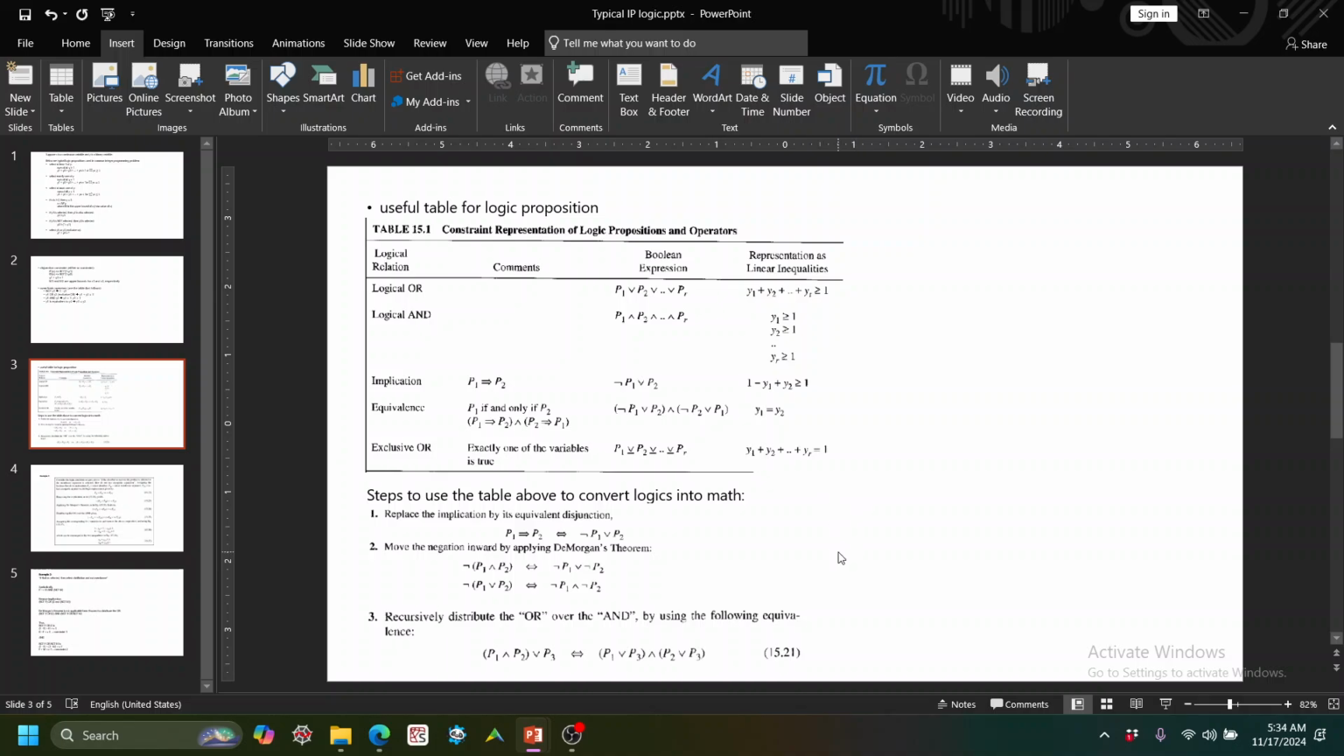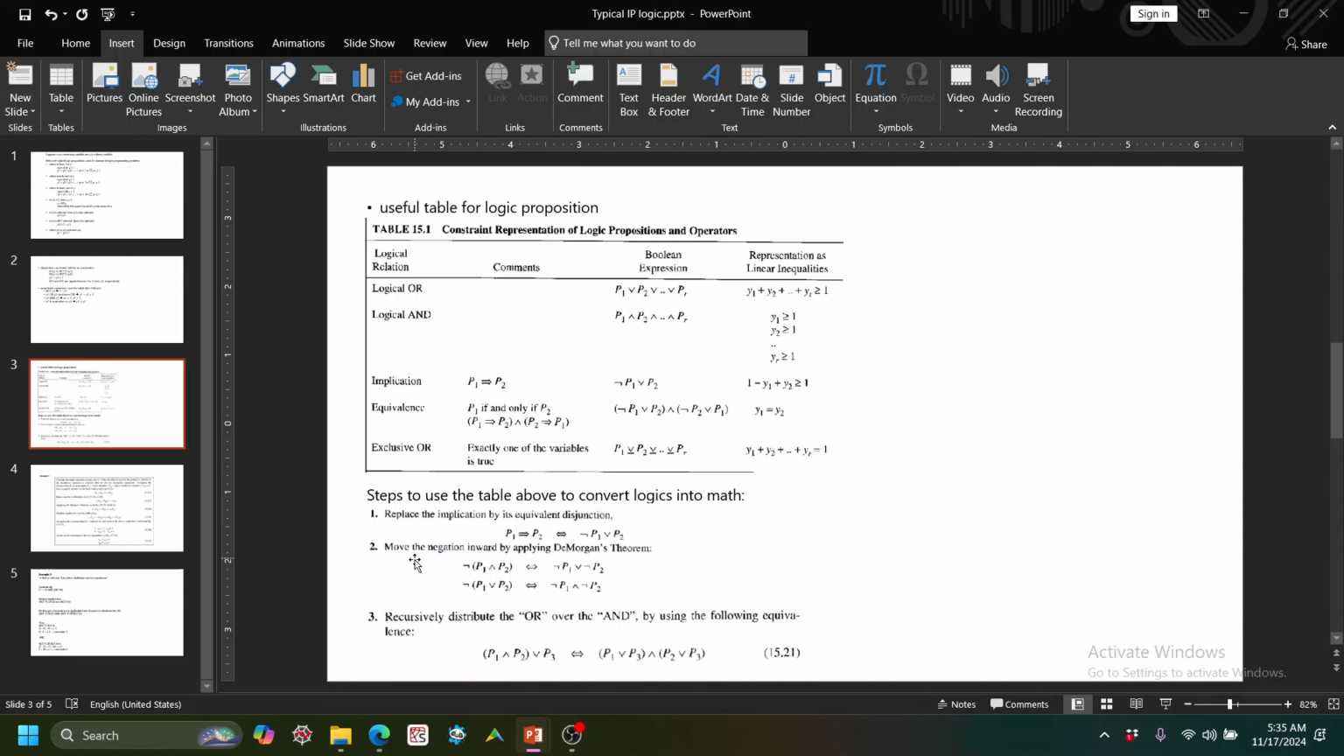To convert some logics into math expressions like this, we have these three steps to follow. First, we replace the implication by its equivalent disjunction, so we need to have the OR. If P1 then P2 is equivalent to not P1 or P2. So this is the equivalent disjunction: if this, then that.